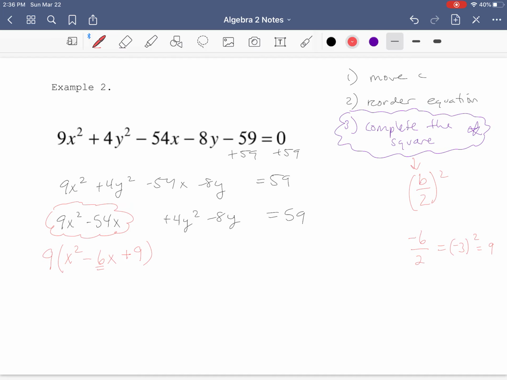Okay, now remember, when you complete the square, if you do something to one side, you have to do it to the other. So because I put a +9 here, 9 times 9 is 81. That means I'm going to add an 81 to the other side. And the reason for that is because I'm going to keep my equation balanced. So the goal is always to have a balanced equation.